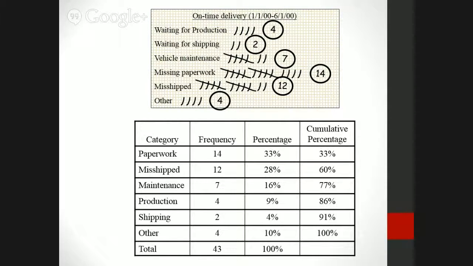Okay, where'd you get the 28? The 28 is calculated by dividing 12 by 43. Divide 43 into 12 will give you 28%. Right. And then you start adding up the cumulative. So 28 plus 33 equals 61, which they just rounded it down to 60.